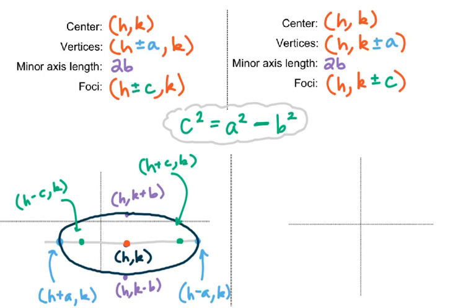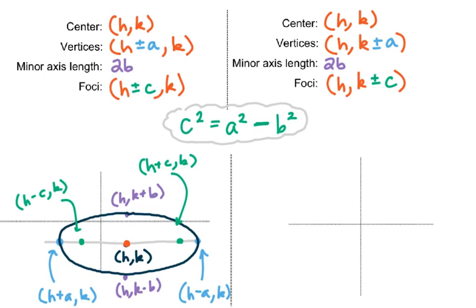So what you want to notice is that c, which changes your foci, and a, which changes your vertices, are shifted to the left and right horizontally from the center to give us our horizontal ellipse. And that smaller number b is going to be my vertical shift. That's my minor axis. Again, let's look at this for a vertical ellipse.